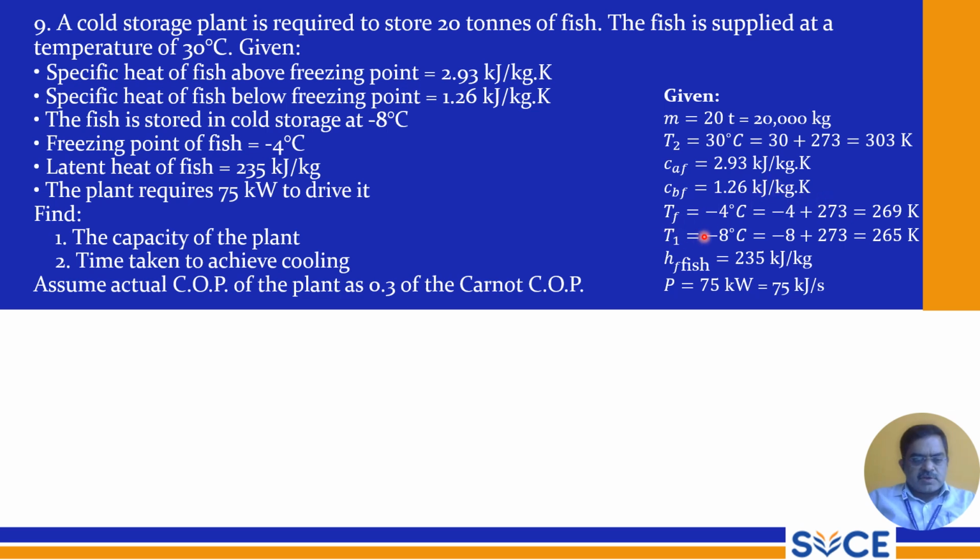TF is equal to -4°C, so that is equal to 269 Kelvin. T1 equal to 265. HF, sorry, the latent heat of fish is 235, and P equal to 75. Power is 75 kilowatt, so that is kilojoules per second.